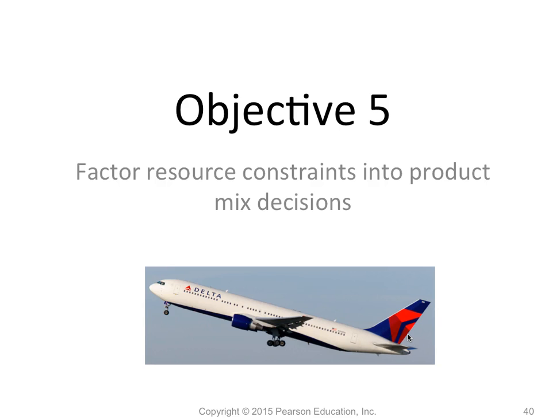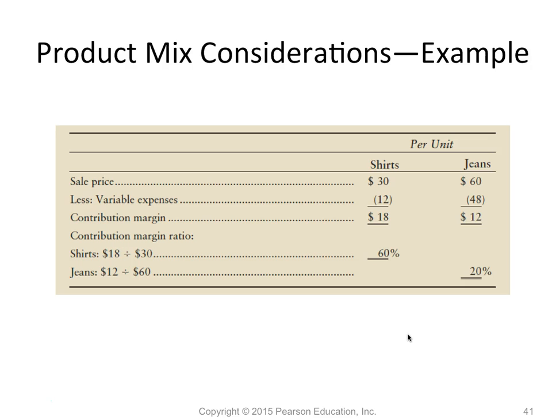So the fifth objective is to factor resource constraints into product mix decisions.